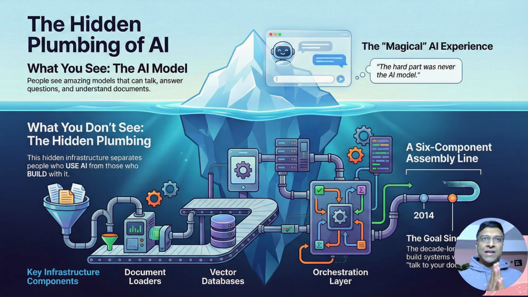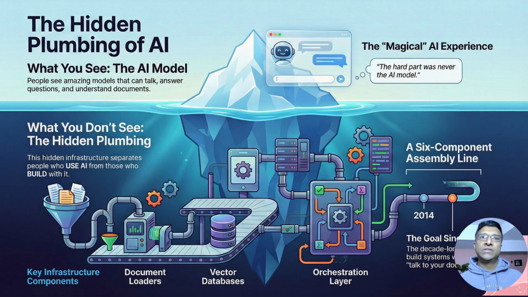And here is the thing nobody tells you. The hard part was never the AI model. The hard part was the plumbing. Everyone today talks about ChatGPT, Claude, these amazing models. But nobody talks about the six component assembly line that actually makes these things work in production.